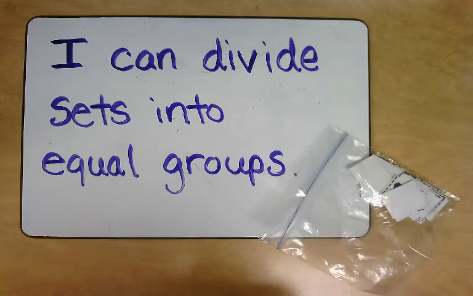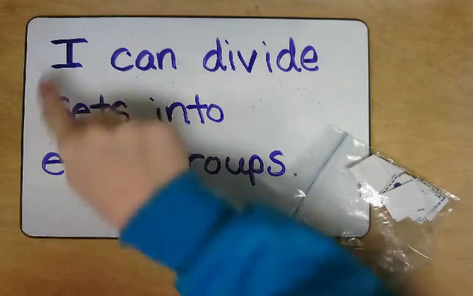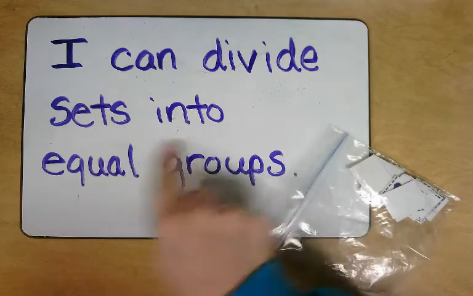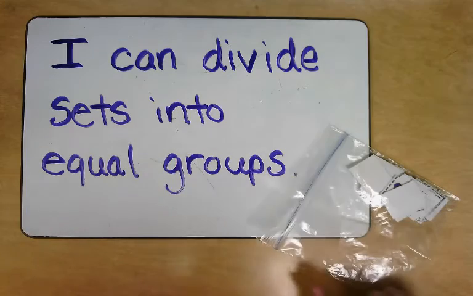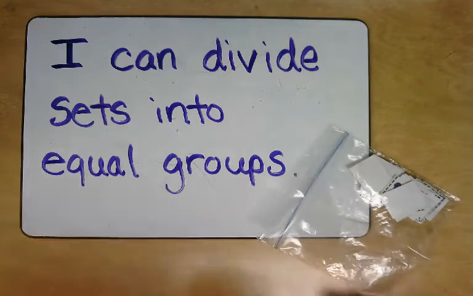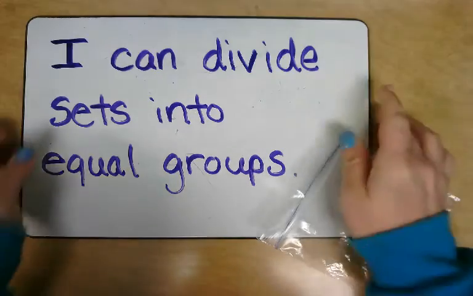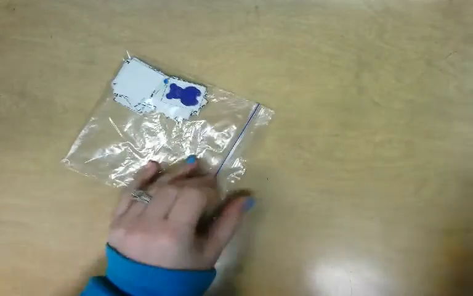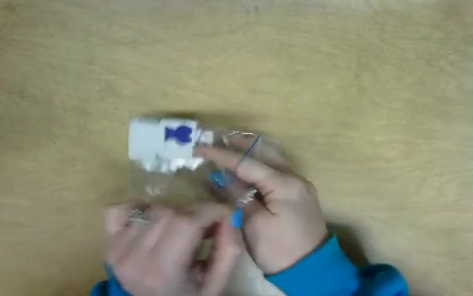Class. So let's look at our learning objective for this lesson. I can divide sets into equal groups. During this lesson, you are going to be dividing different sets into equal groups, okay? And what you're going to need to do that is your baggie with some of your manipulatives in it, okay?